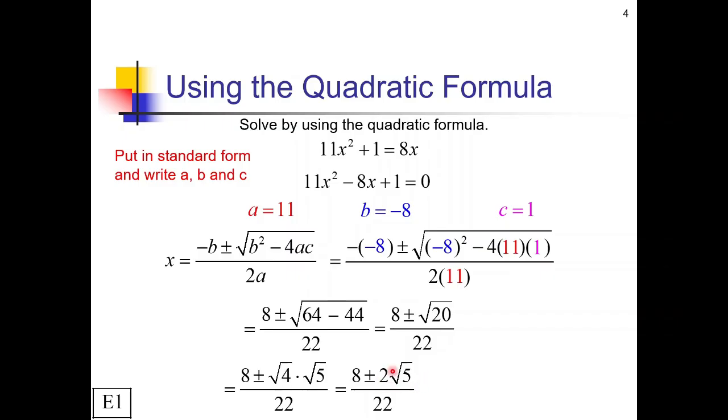Once I've got this radical simplified, now I'm going to look at my numbers to see if I can reduce this fraction. And the rule is you can only reduce if you can reduce all 3 of these numbers here. So the 8, the 2, and the 22. Those are all reducible by 2. So I can reduce the 8 to a 4. This 2 becomes a 1 that I'm not going to have to write in a minute. And then the 22 is an 11. So when the dust clears, we've got 4 plus or minus 1 radical 5, so just plus or minus radical 5, all over 11.